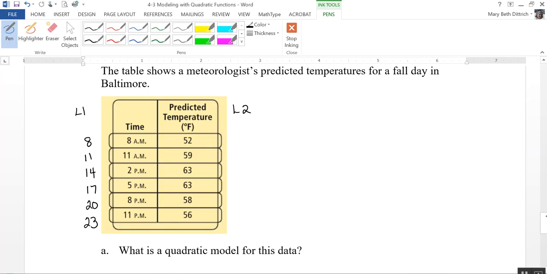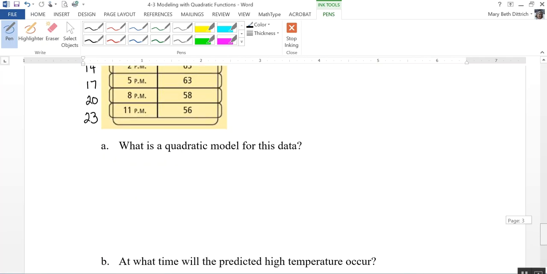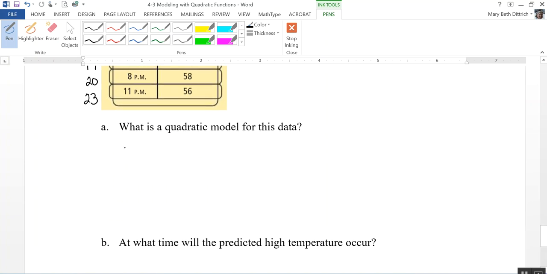So the quadratic model that I had for this was y equals, my a was, I'm going to round it to negative 0.16 x squared plus, I'm going to round it to 5.14x plus 21.6. So just using my calculator, that's the quadratic model for this function.